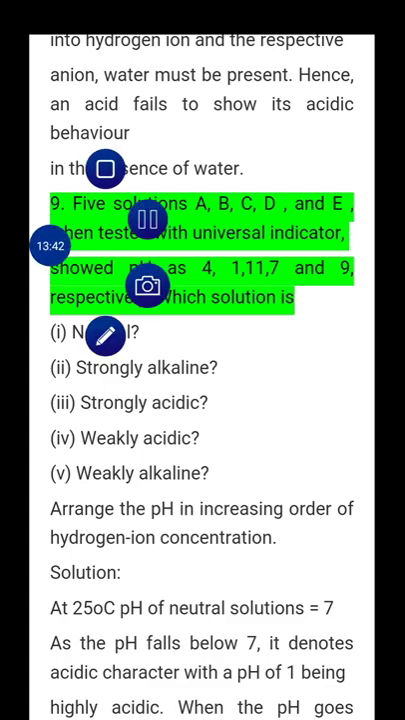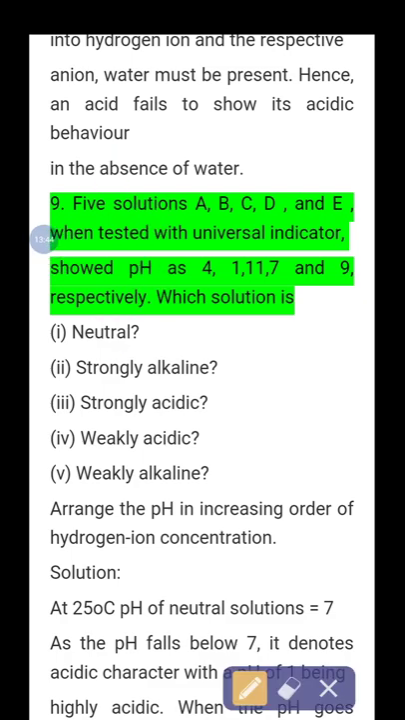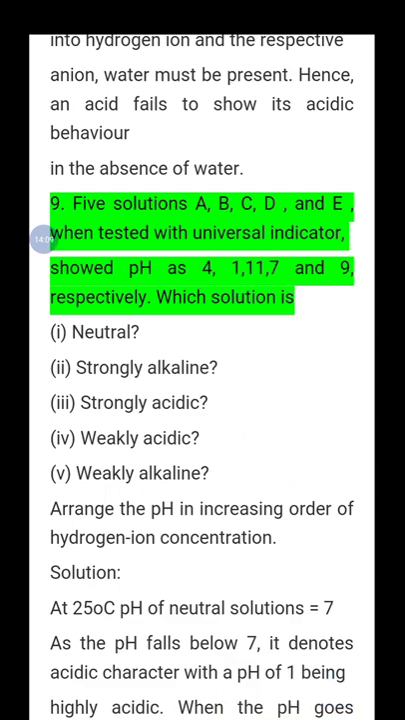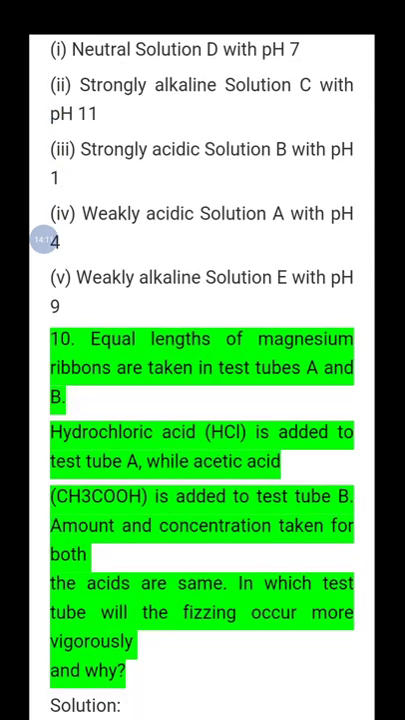Five solutions are given: A, B, C, D, E. When tested with universal indicator, the pH values are 4, 1, 11, 7, 9 respectively. Which solution is which? A pH value of 7 is neutral, less than 7 is acid, greater than 7 is base. So acid, neutral, base, answer.